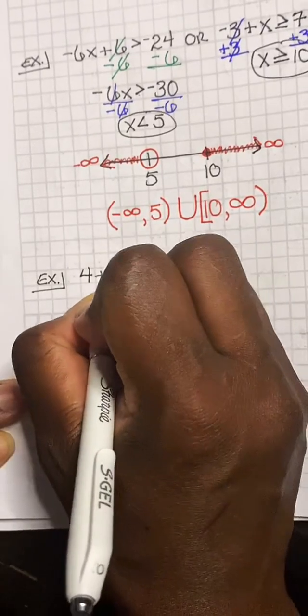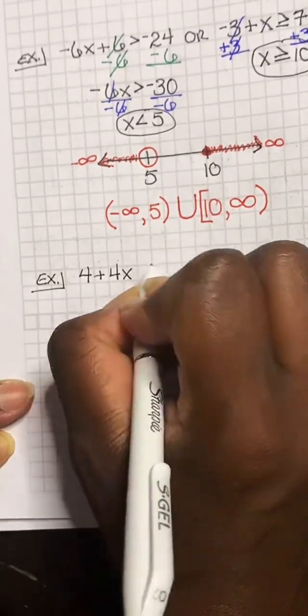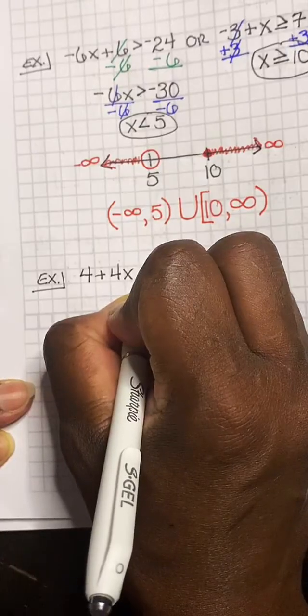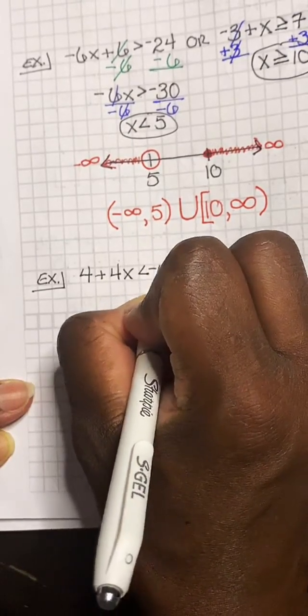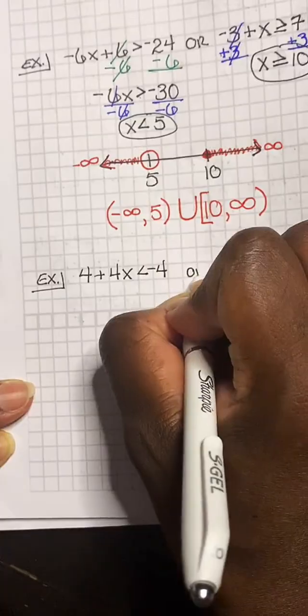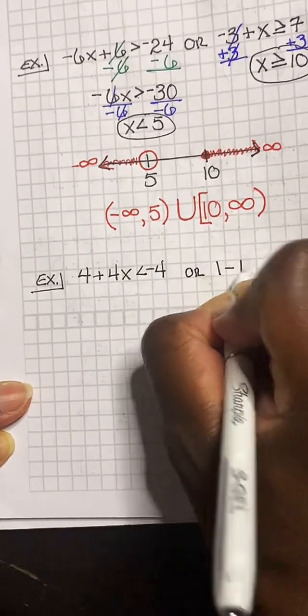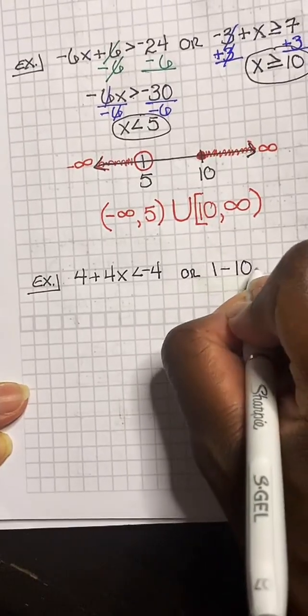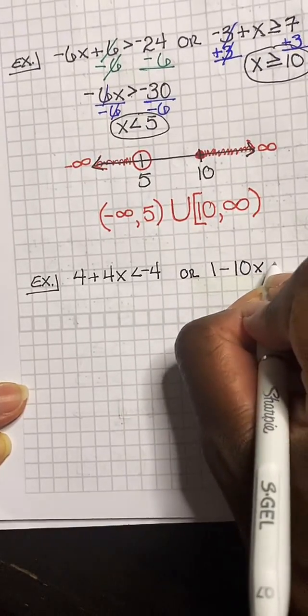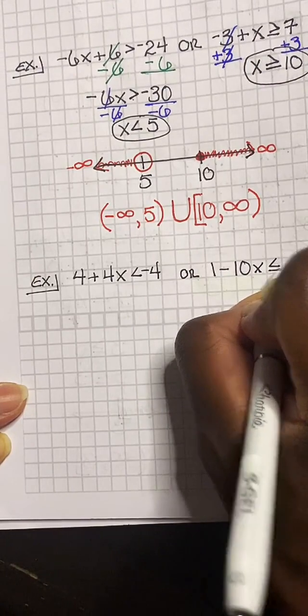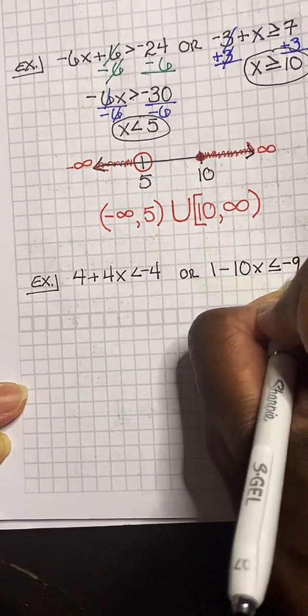So, 4.4x less than -4. Or 1 minus 10x less than or equal to -99.